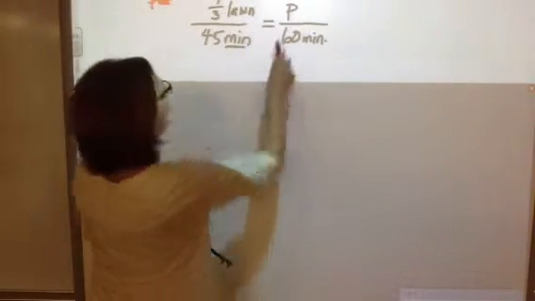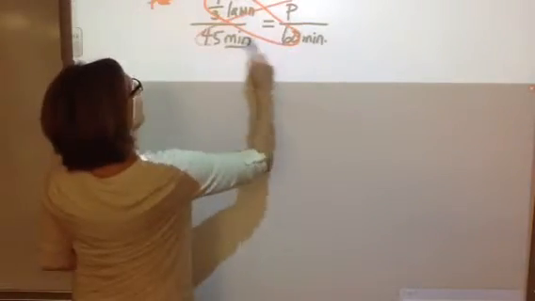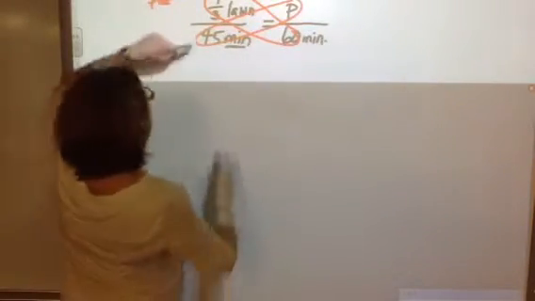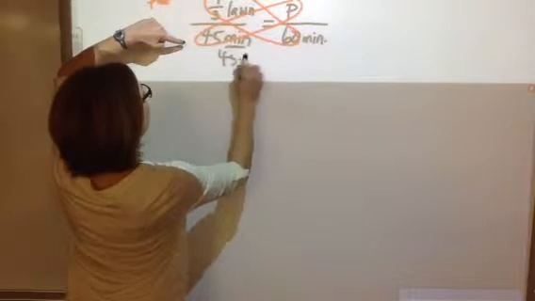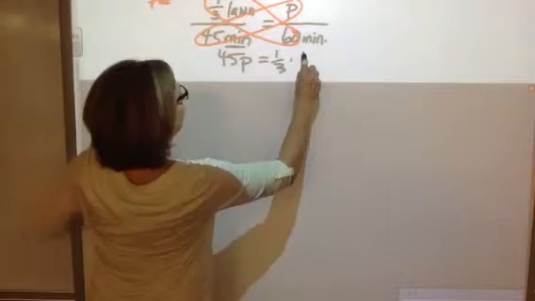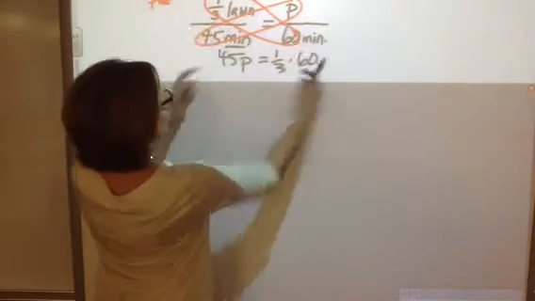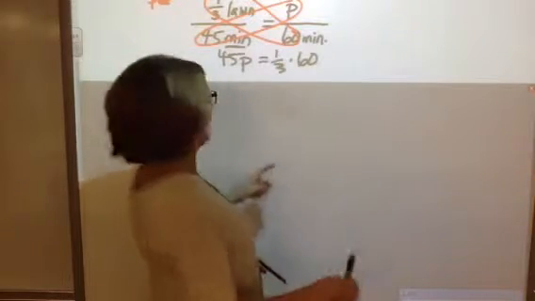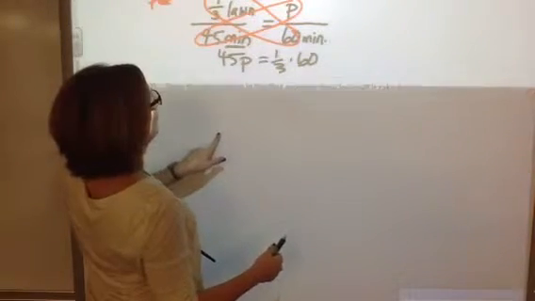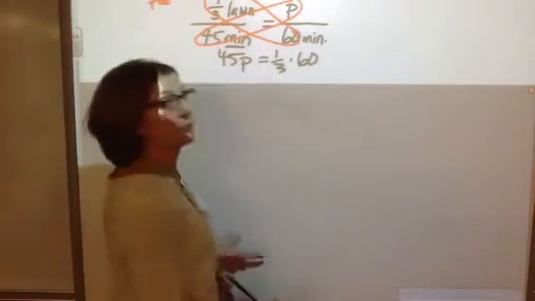So now the easy part, we just cross multiply. We're going to take 1/3 times 60 and 45 times P. So 45P is the way we write that algebraically, and 1/3 times 60. And this is the part of the work that you have to show. I want to see what it is you're multiplying. Because step by step, if you don't show it, then sometimes you may make a silly mistake and you can't get credit when you actually are doing the right thing.